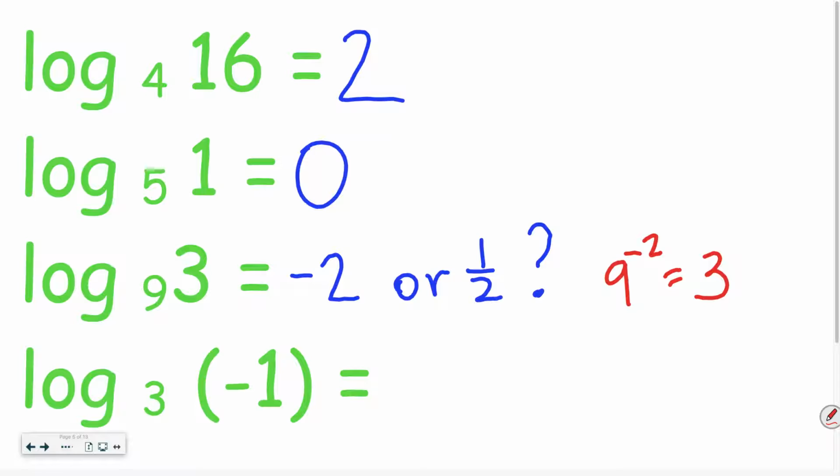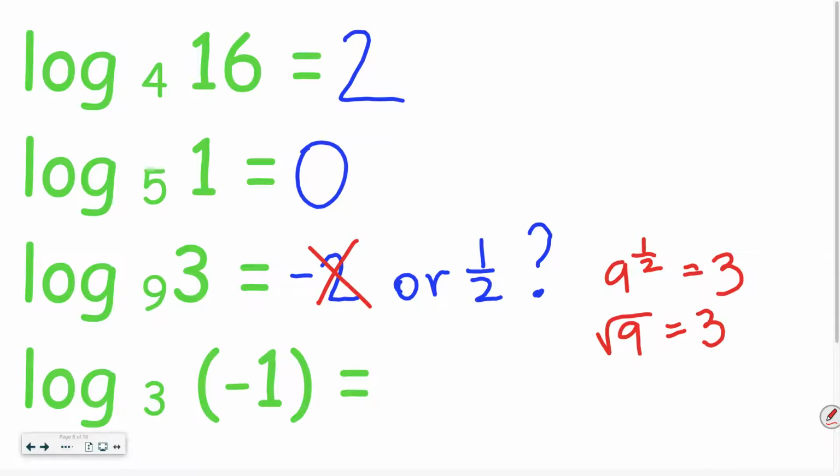What does a negative power mean? A negative power means we go downstairs. Is 1 over 9 squared 3? So that's not going to be it. Is 9 to the 1/2 power 3? Well, let's talk about what a fractional power means. 1/2 as a power means what? Square root. So is the square root of 9 3? Yes. Okay, so our answer is 1/2.